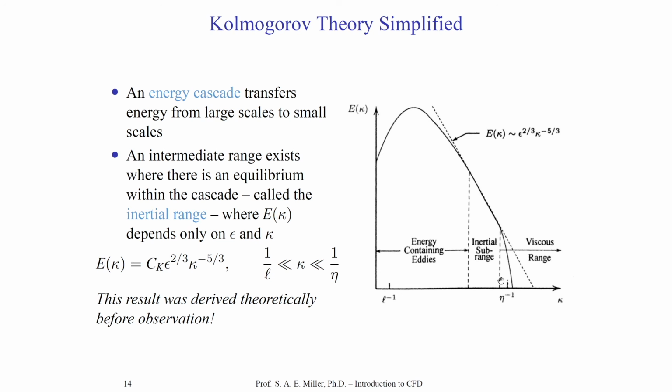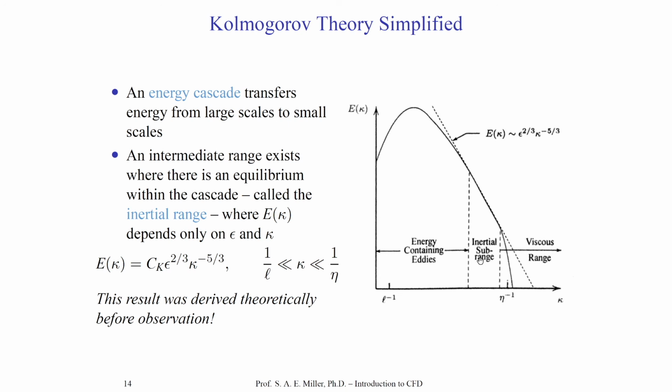So this is the smallest scale of turbulence, this is the largest. This is how the energy varies as a function, of course, of wave number in these length scales. So you can see most of the energy is contained in this region here, and we call this the energy containing region of the eddies.